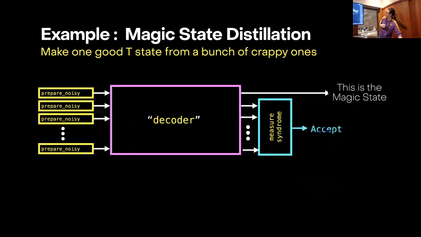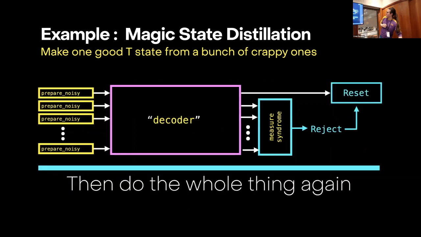Did that say something about zeros? Can't remember if it's 0 or 1. But yeah, we'll measure this syndrome, and that will feed into our decision to reset this qubit and go back and start the whole process again, or to say that we've got our magic state and we can use it for whatever we want.